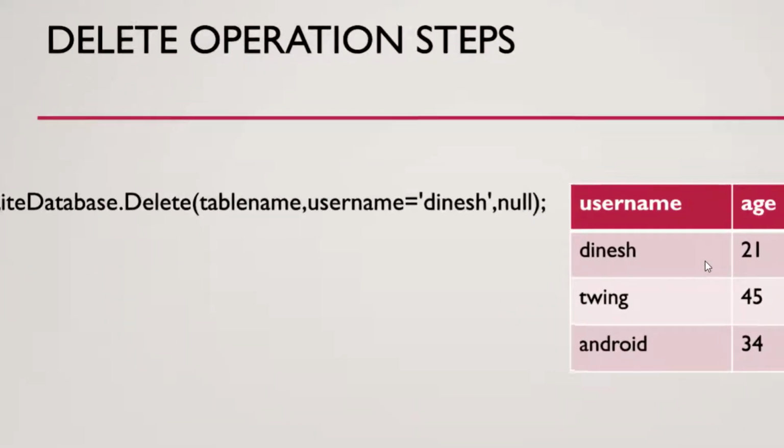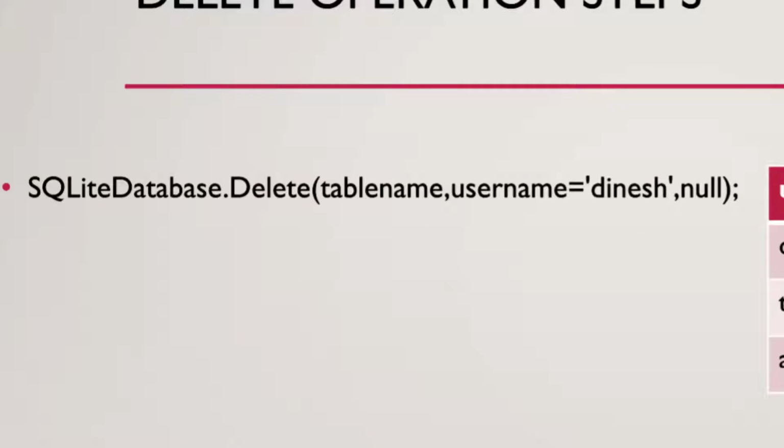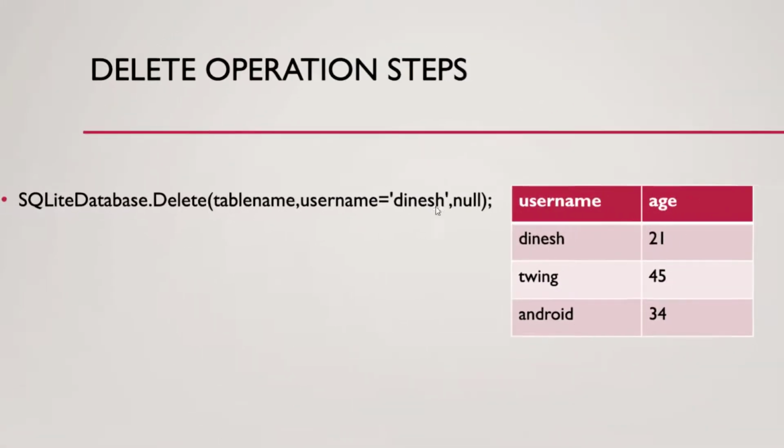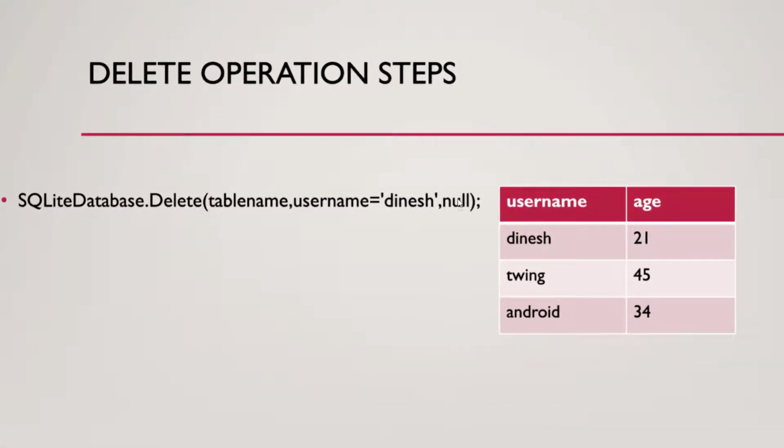So let's see in detail. This is the actual scenario. This is the SQL database. We have to delete. Inside this we have to pass the three parameters. First will be the table name and the second parameter should be like this. This is the where condition and the third parameter will be null.